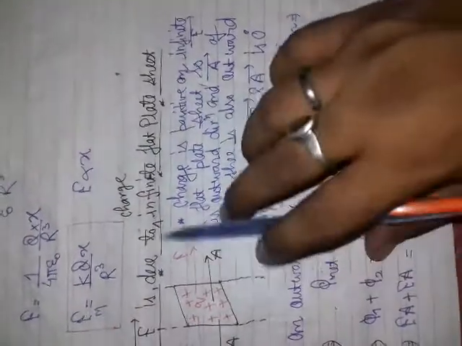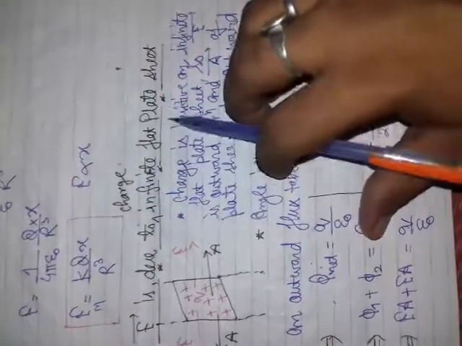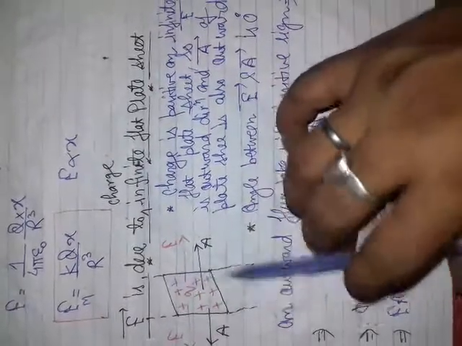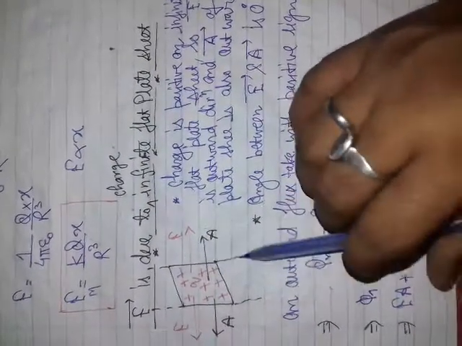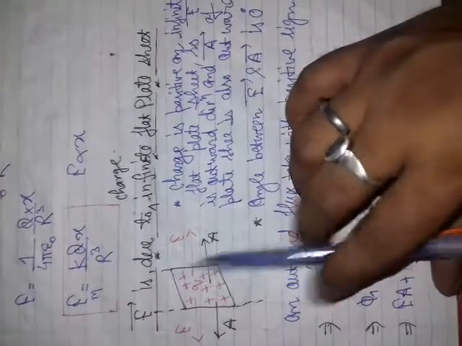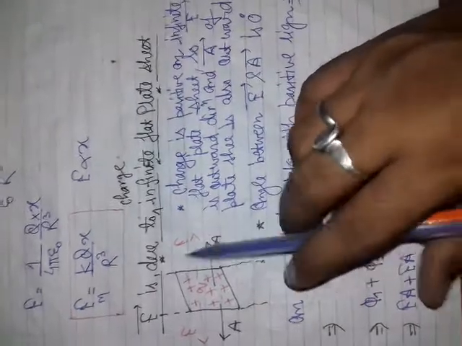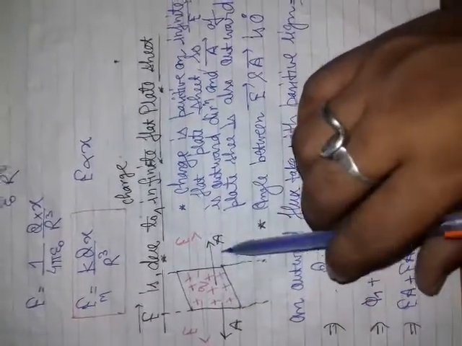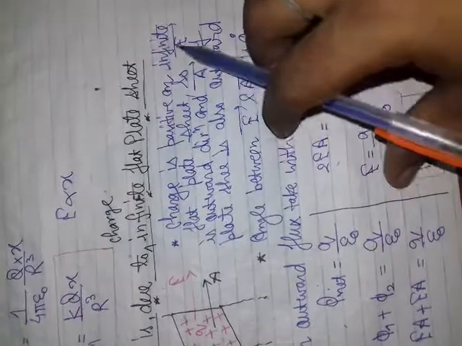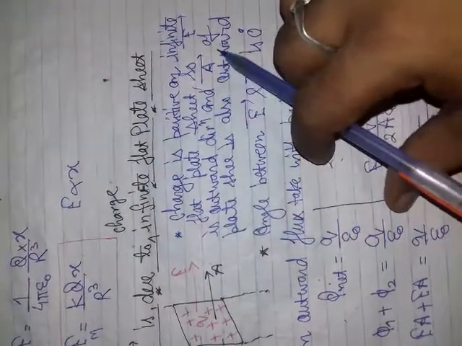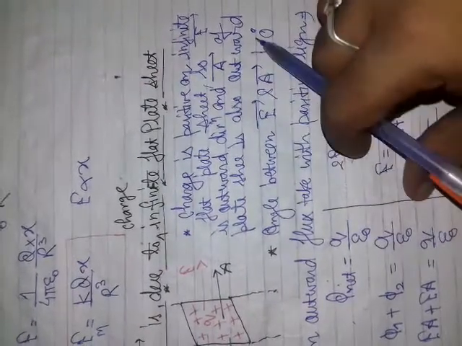Next, the electric field due to charge on an infinite flat plate sheet. The sheet is infinite, represented by a dotted line, and the charge is positive, so the electric field is outward, and the area vector is also outward, and the angle between them is 0 degrees, as we already told you.